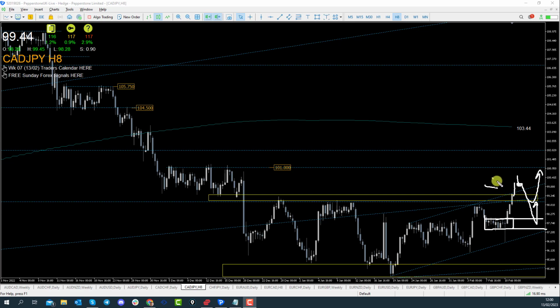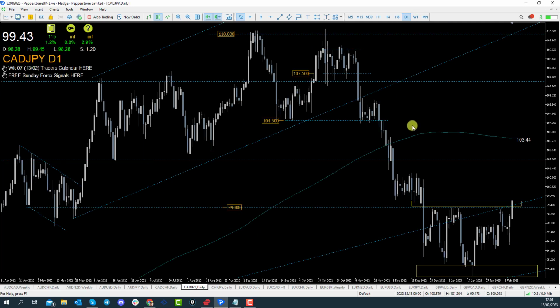But what is crucial for me is getting those closes outside of this zone, because what it will tell me is that buyers are accepting higher prices, and I'd want to see price trade higher at that point. So keep your eye on CAD yen, definitely one to watch.